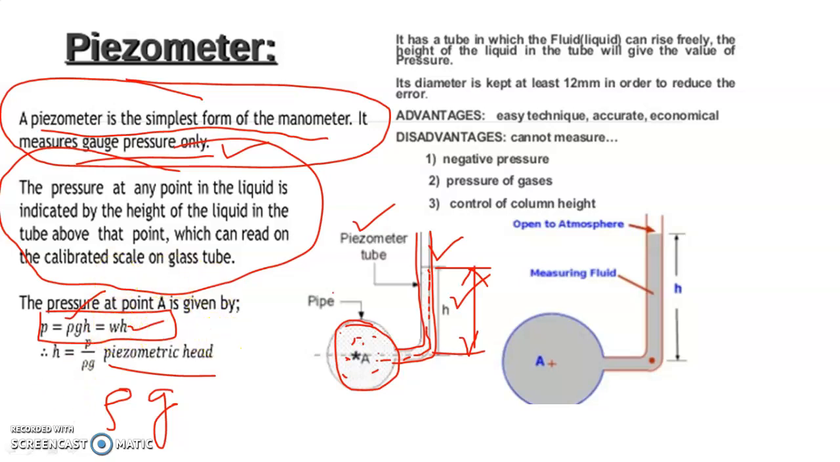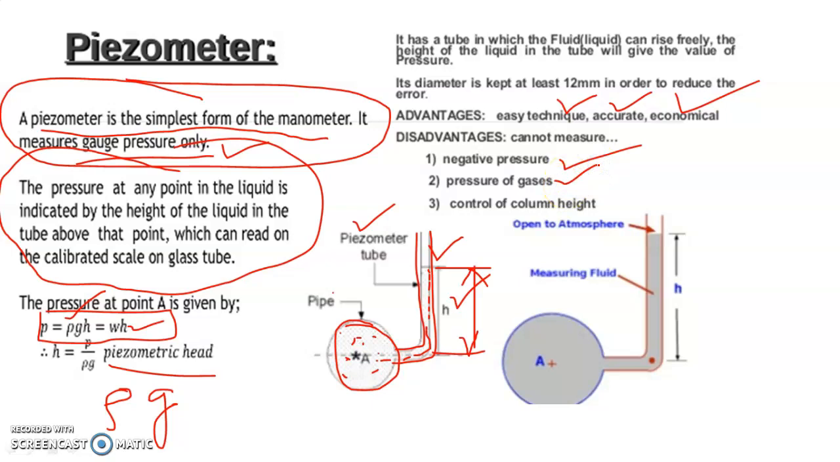Okay, what are the advantages of the piezometer? Easy technique, accurate and economical. It's a very simple, low cost device used to measure the pressure. So the disadvantages: negative pressure cannot be measured. Above atmospheric pressure, only gauge pressure can be measured.